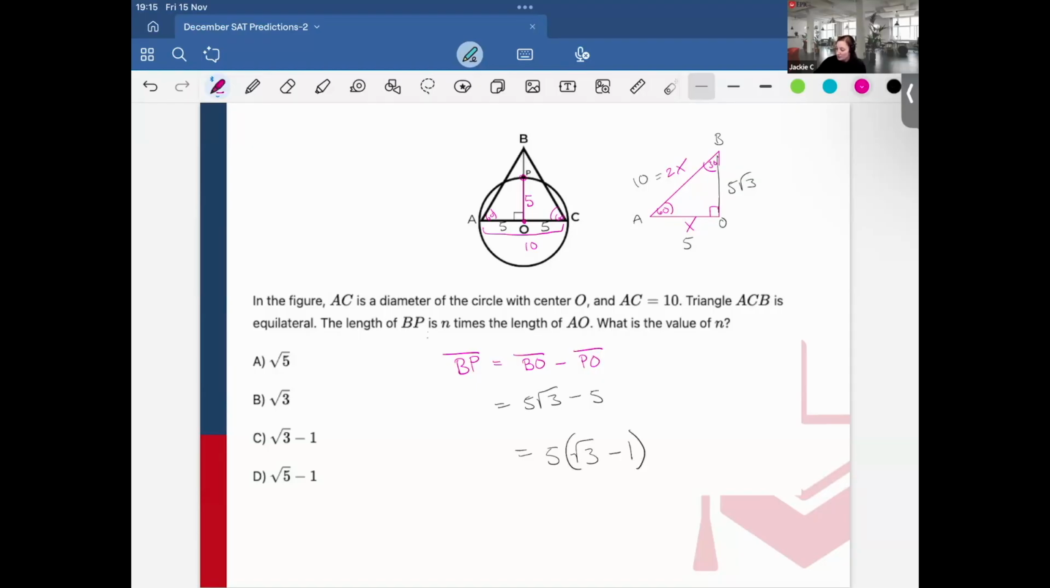And it asks me, BP is n times the length of AO. I know AO is 5, so 5 times the square root of 3 minus 1 times the length of AO. And therefore, our choice would be correct choice C. Oh my goodness, how amazing.